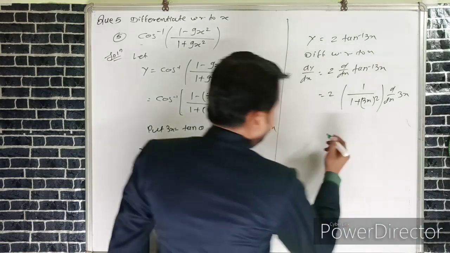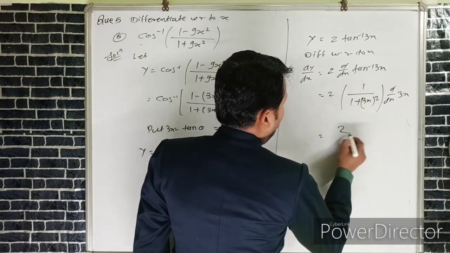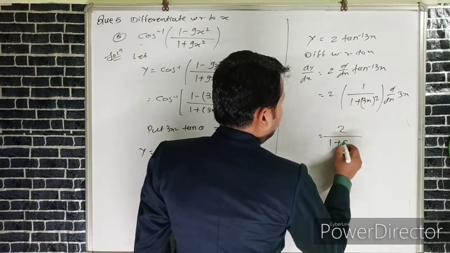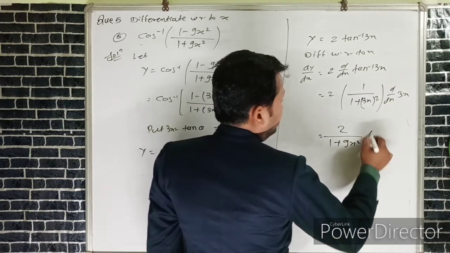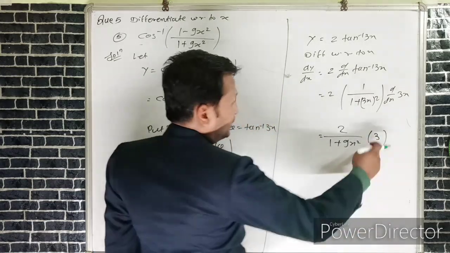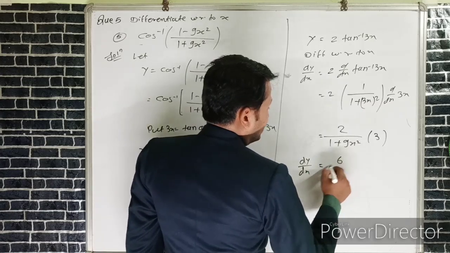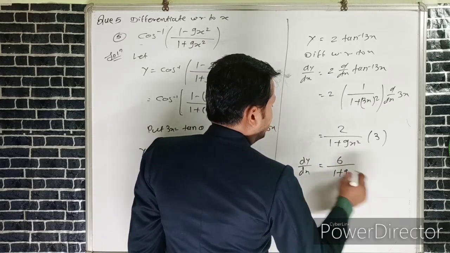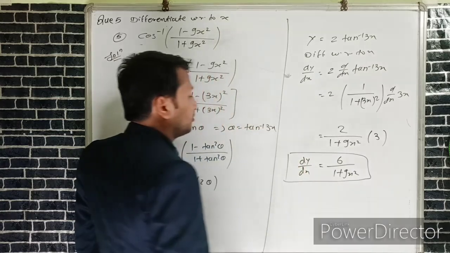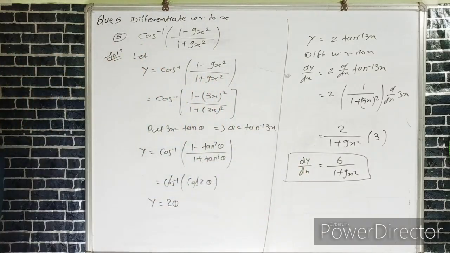Now we can write 2 into 1 is 2 upon 1 plus 3 means 9x square, into again the derivative of 3x, which is 3. 3 into 2 is 6, hence we can write the derivative of y, which is dy by dx, 6 upon 1 plus 9x square, which is the required derivative of y, and y is equal to cos inverse of (1 minus 9x square) upon (1 plus 9x square).